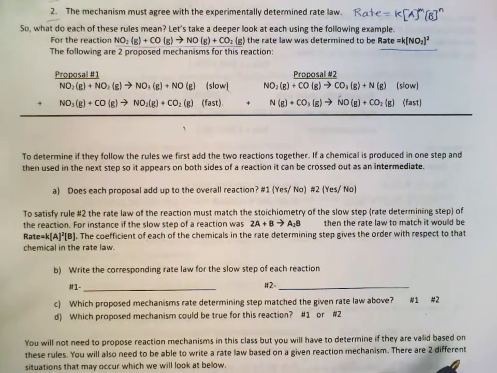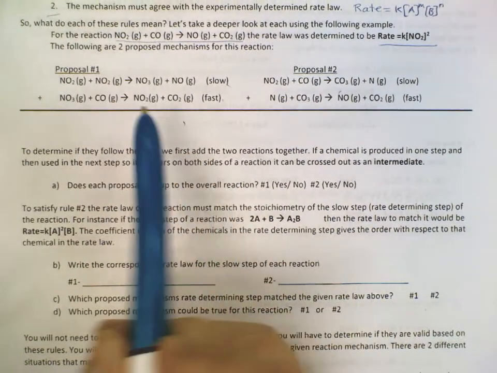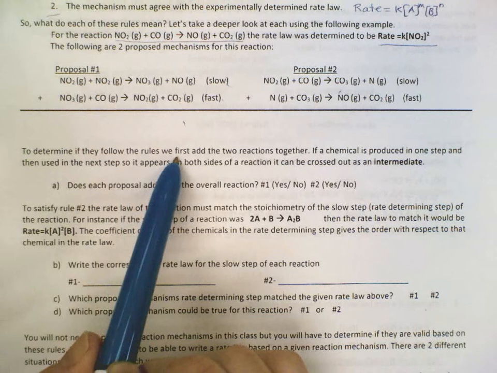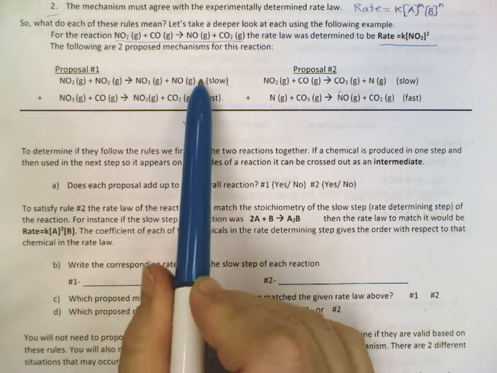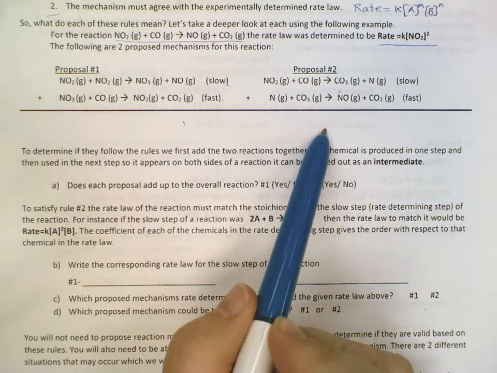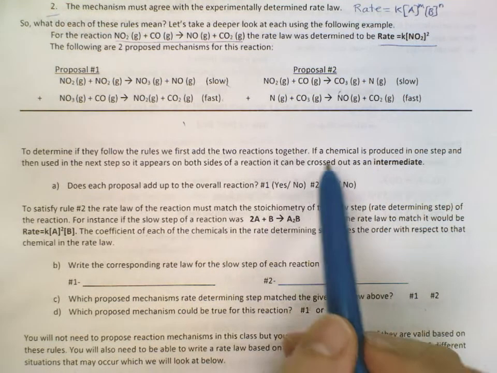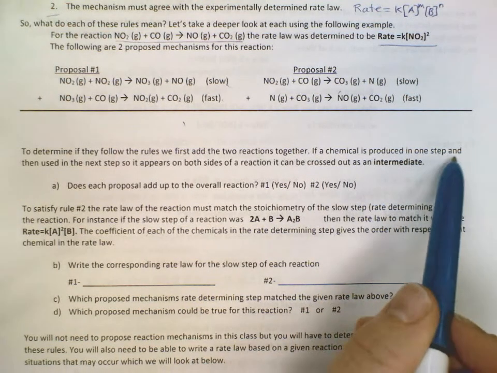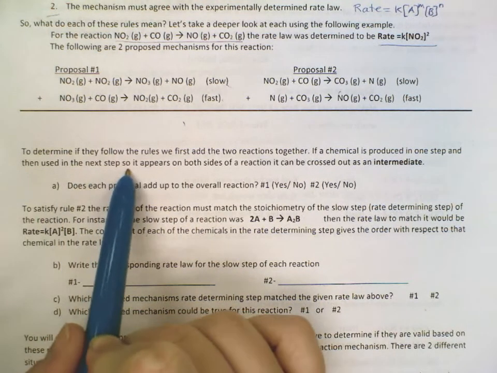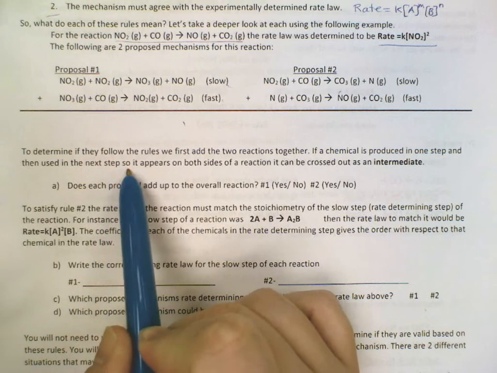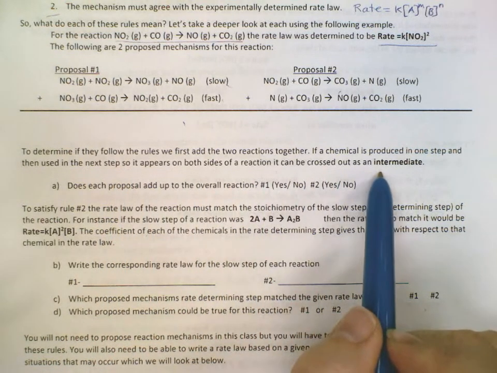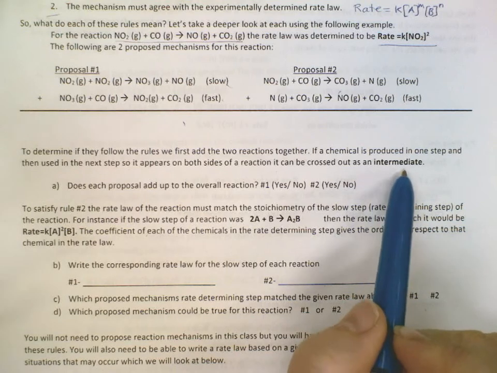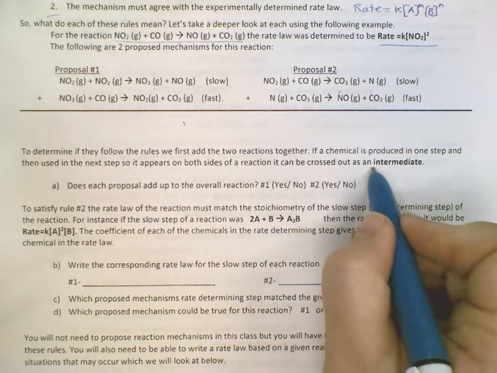So, sliding down a bit, it says to determine if they follow the rules, we first add the two reactions together. So we're going to be adding these reactions together with each other. It says if a chemical is produced in one step and then used in the next step, and it appears on both sides of the reaction, it can be crossed out as an intermediate.